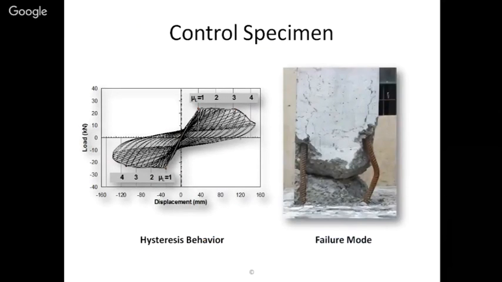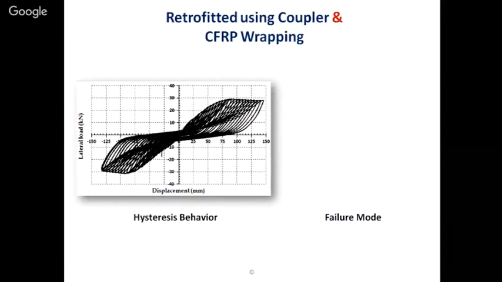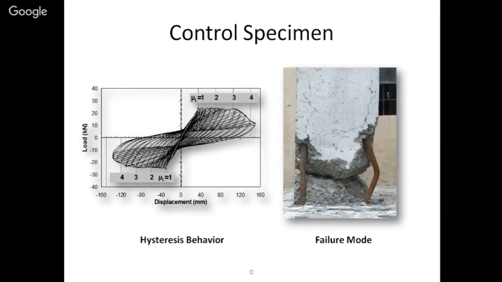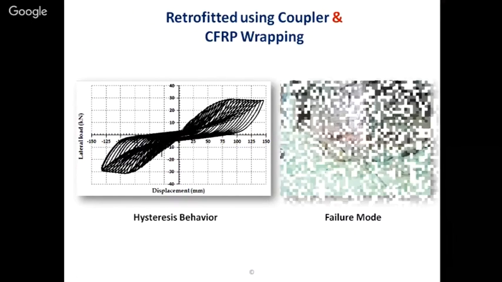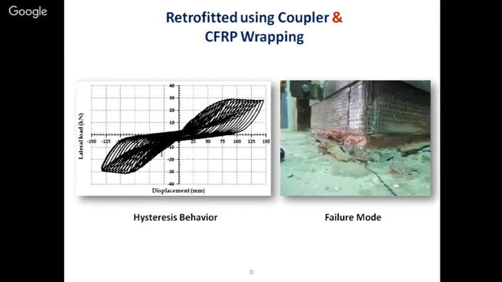This is control 1, and this is how the failure occurred. This is retrofitted with FRP strengthening with coupler. See the loop? Very similar kind of loop. If you see the strength, it is nearly 23 kilonewton. When you come to this case, it is 30 kilonewton capacity. Strength is increased. This is how the failure occurred.